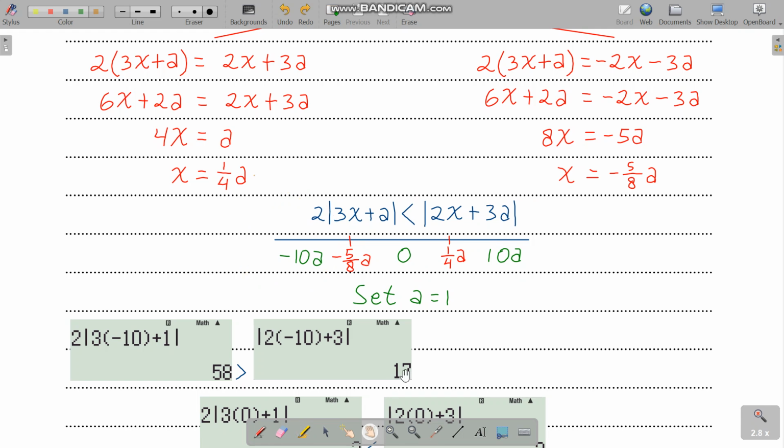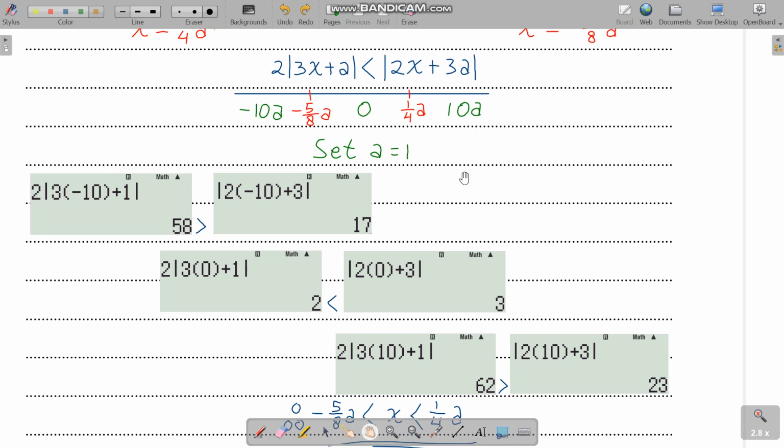To find out which interval we can use, just plug in any random number. For the left interval, we can use anything smaller than minus 5 over 8 a, like minus 10a. In the middle, just use something between these two negative and positive values, so just use 0. On the right we can use something obviously bigger than 1/4 a, like 10a. Now, because a is 1, this is just minus 10. We use minus 10 and plug it into the original inequality.